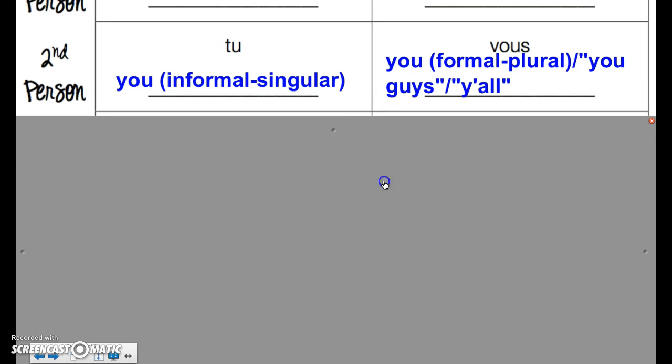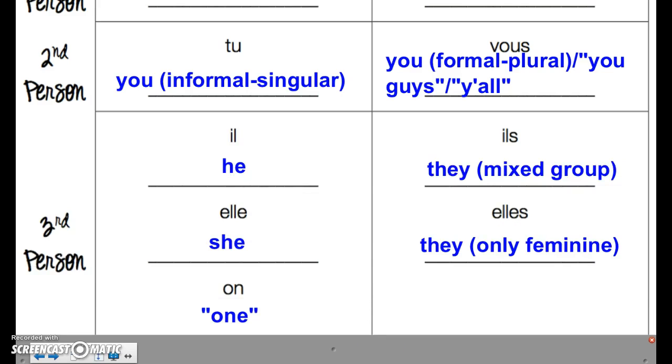The third person, there's a couple of these. So our third person singular forms are going to be il, elle, and on. Now the two most important ones right now are il and elle. On doesn't have a direct translation, so we're going to come back to that. Il is how we say he, and elle is how we say she. So when you were asking how old someone is, you would say il a quel âge or elle a quel âge. And that's the difference: il would mean how old is he, and elle would mean how old is she.